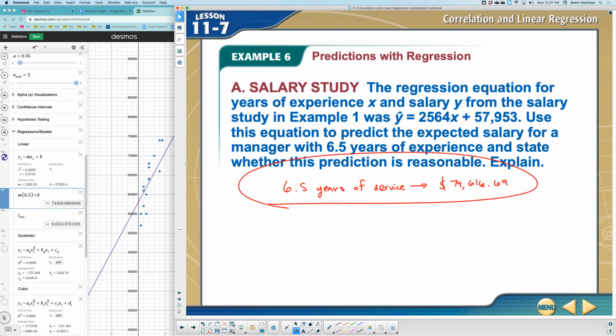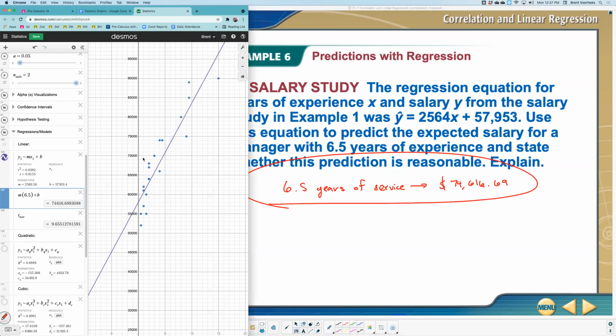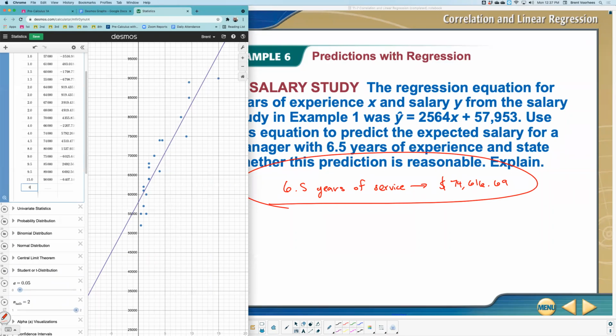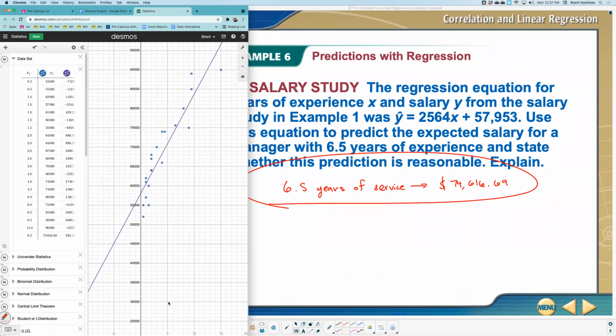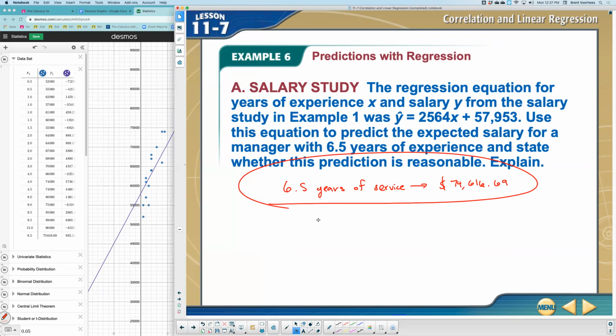Now it says, state whether this prediction is reasonable. How can we figure out if it's reasonable? Well, if I plot it on there, we ought to be able to tell real quick. So let's put on 6.5 and 74,616.69. I'm going to look for that value at 6.5. Here's 6, so I'm going off this 5, 6, that's 7. We're going to look for the one value that's in between these two gray lines. And you can see this is very reasonable. That is a very reasonable prediction.